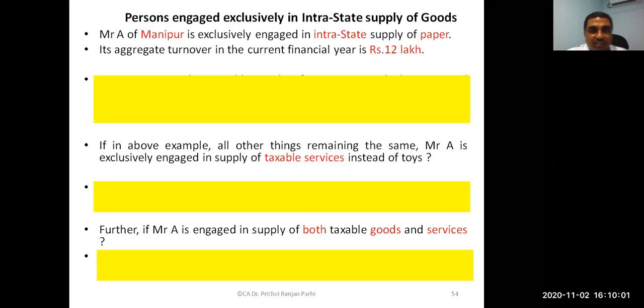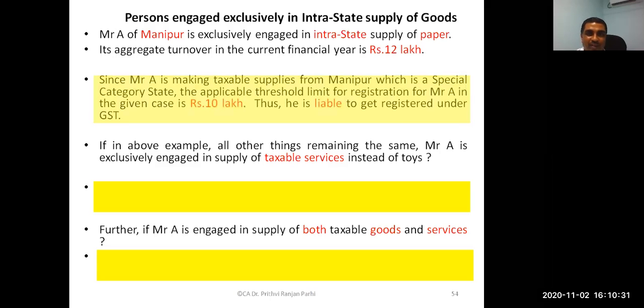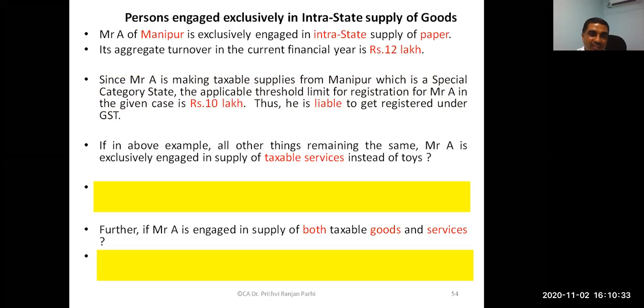Let us see. Now we are talking about Manipur. Mr. A of Manipur is exclusively engaged in intrastate supply of pepper. Aggregate turnover in the current financial year is 12 lakh. Tell me whether registration is required. Yes, sir, the registration is required because the threshold limit for Manipur is rupees 10 lakhs. It is 12 lakh, so he is liable to get himself registered.